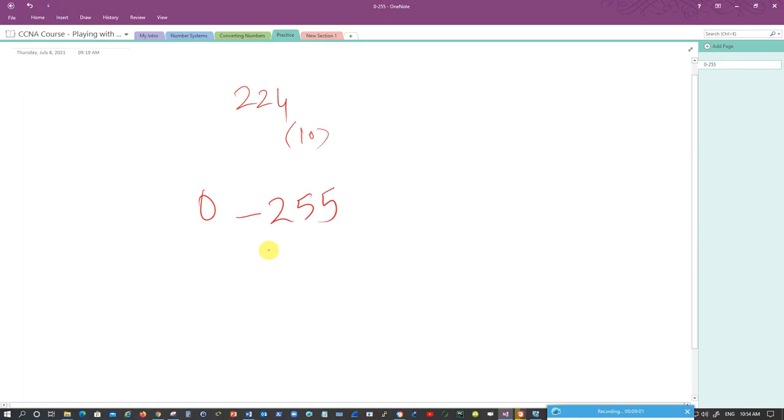Remember one thing: for numbers between 0 and 255, you can use 8 bits to represent them in binary. Anything beyond this, you can add more bits. But if you see a number in this range, you can use 8 bits maximum. Based on the size of the number, you may require fewer or more bits. So first thing I will do, I'll write down 8 ones.